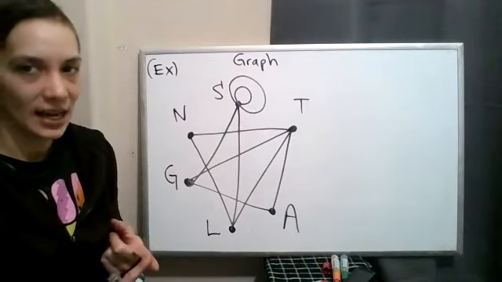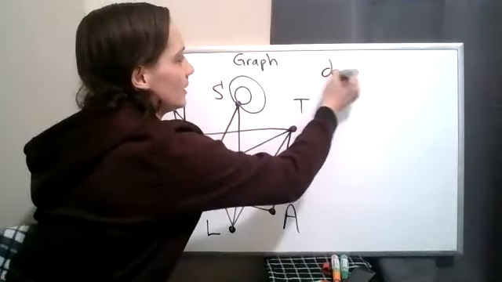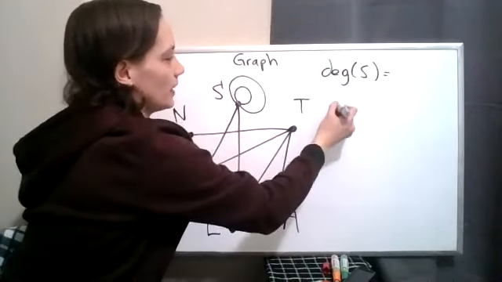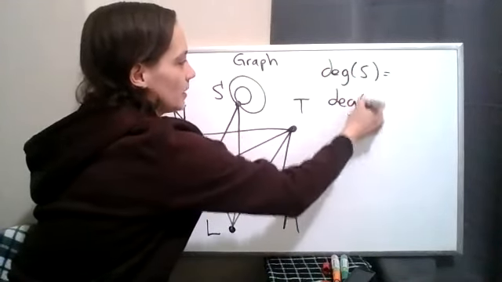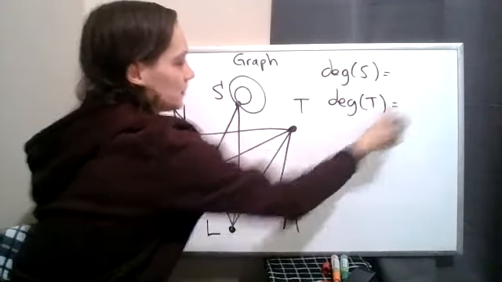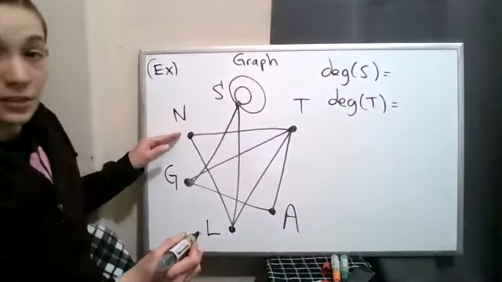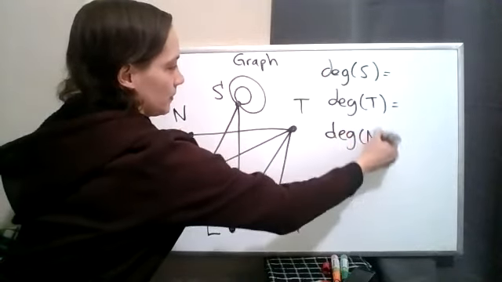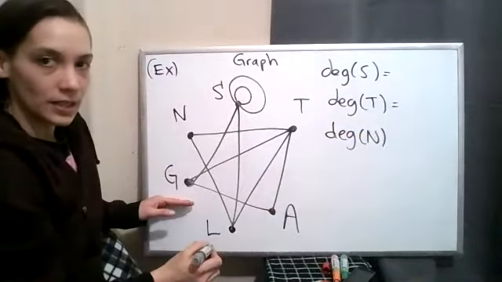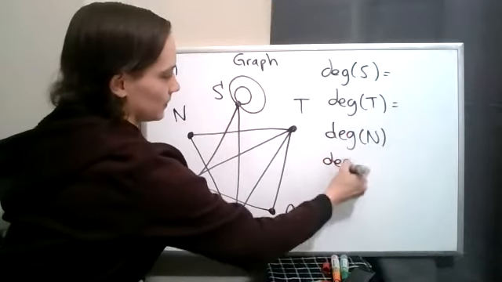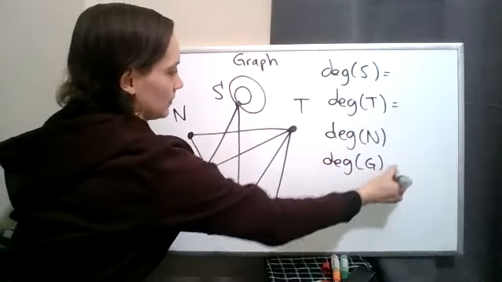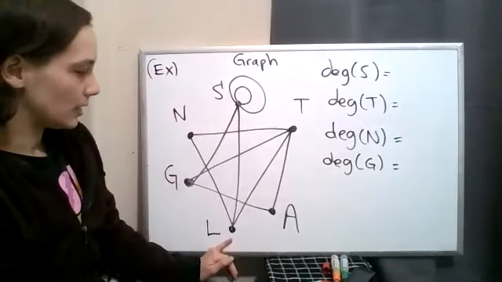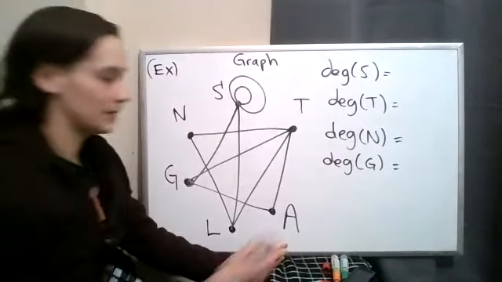Degree of S. It's written D-E-G parentheses S. We find degree of T. Let's find the degree of N. Degree of G. And degree of L, degree of A.